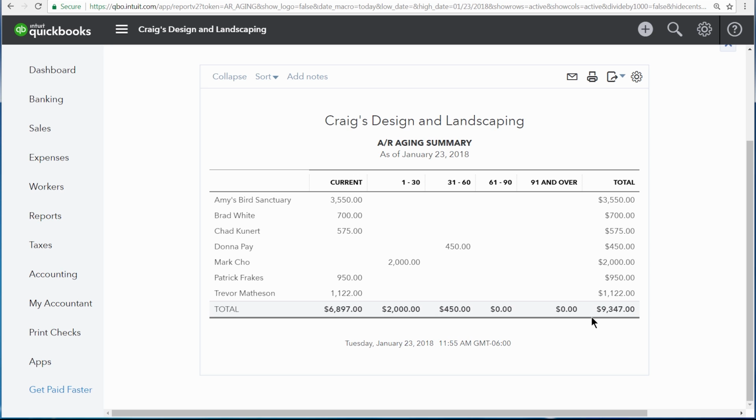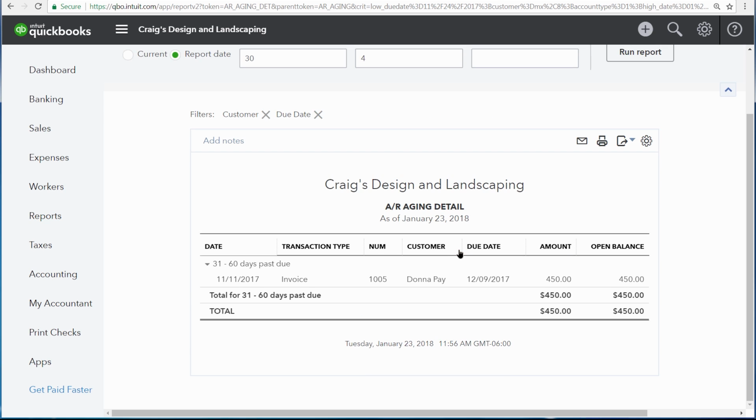If you need to zoom into any one of these numbers to see the actual invoices themselves, simply click on them, and here you can see the individual invoices.